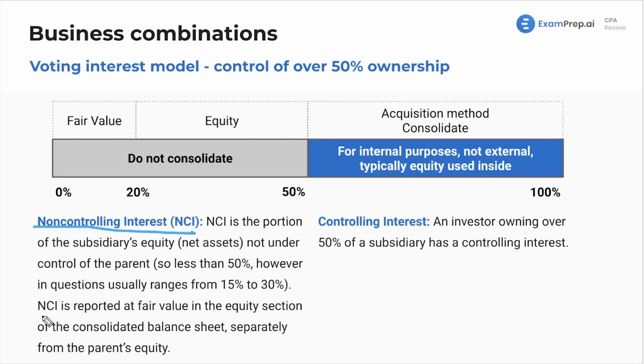The NCI is reported at fair value in the equity section of the consolidated balance sheet. So this might be a little strange, but when Best Buy buys a smaller electronic company, owns 80% of it, they need to list out the non-controlling interest, this other 20%, at fair value in the equity section of the consolidated balance sheet, separate from the parent's equity.